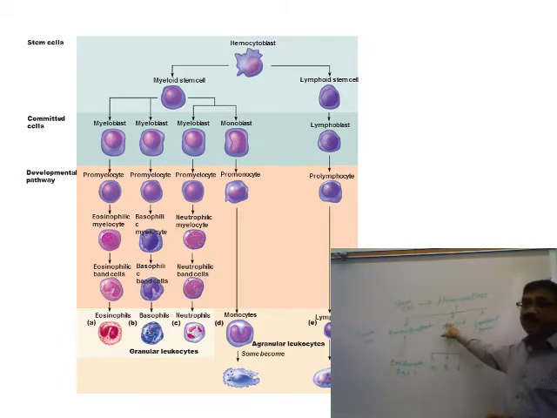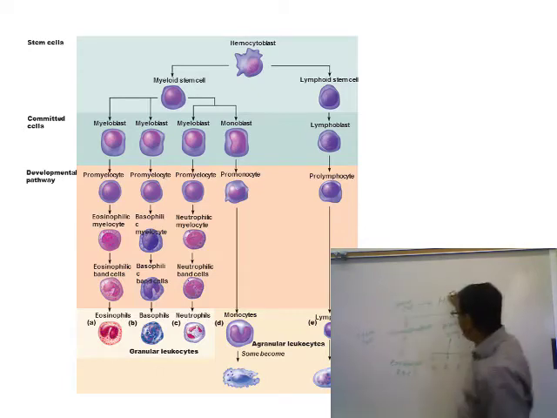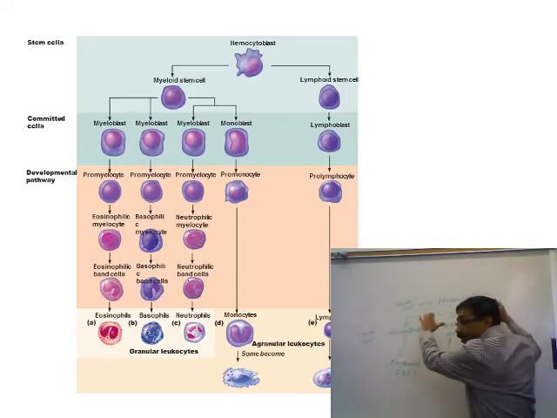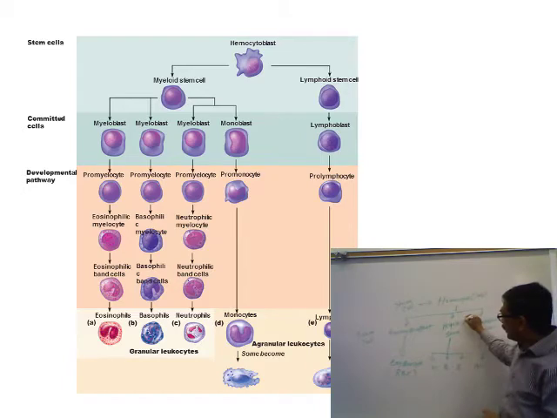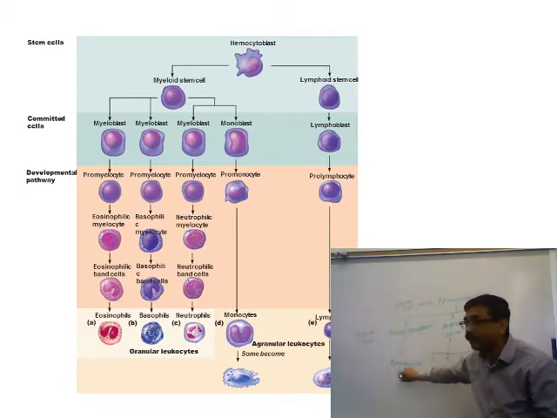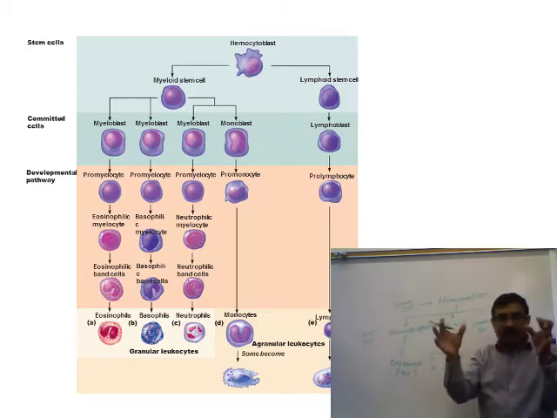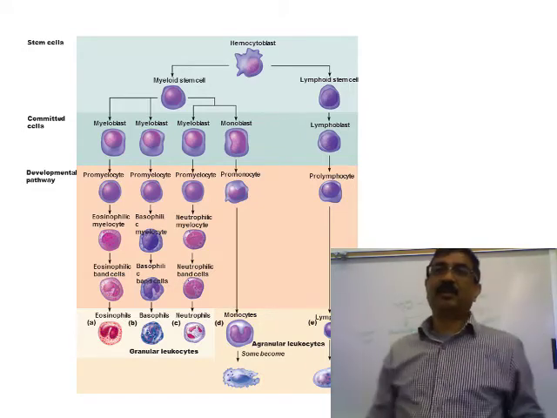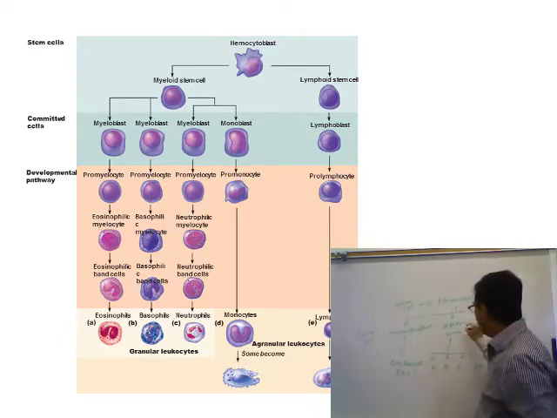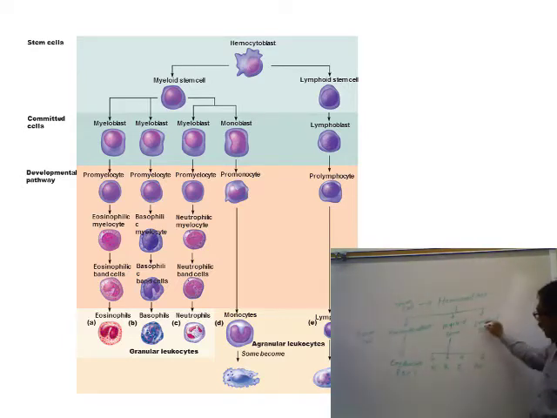So myeloid stem cell is not unipotent, right? It is producing different types of white blood cells. And this one is called multipotent. This is pluripotent. It is producing all types of white blood cells. This one is unipotent because only producing red blood cells. This one is called multipotent. It can produce not all but more than one. Okay, multipotent stem cell. Anyway, so this one will produce neutrophil, basophil, eosinophil, monocyte.